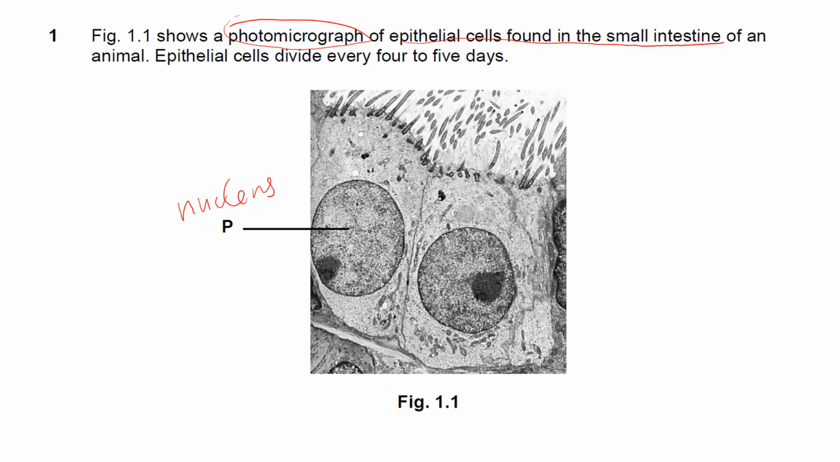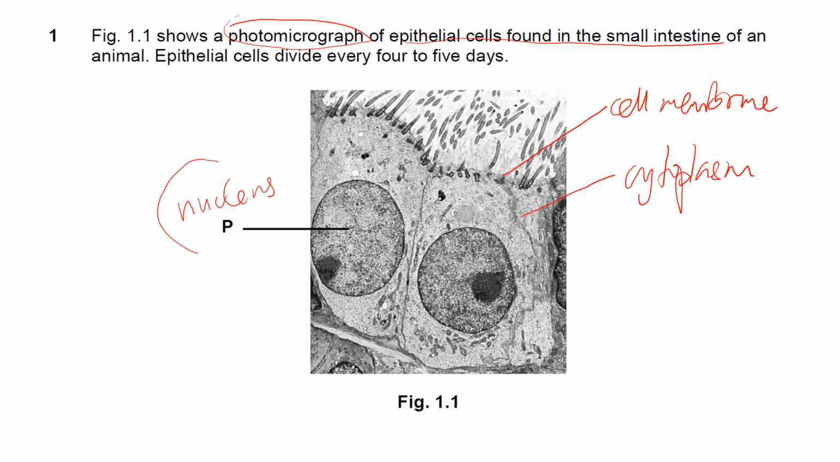Okay, it is quite hard to see in black and white, so you need to infer. If this is the nucleus, then this is the cytoplasm. So let's go through a little bit of revision. So this is the cytoplasm, this must be the cell membrane. Okay, nucleus, cytoplasm, cell membrane, the rest I have no idea. Anyway, P is the nucleus.